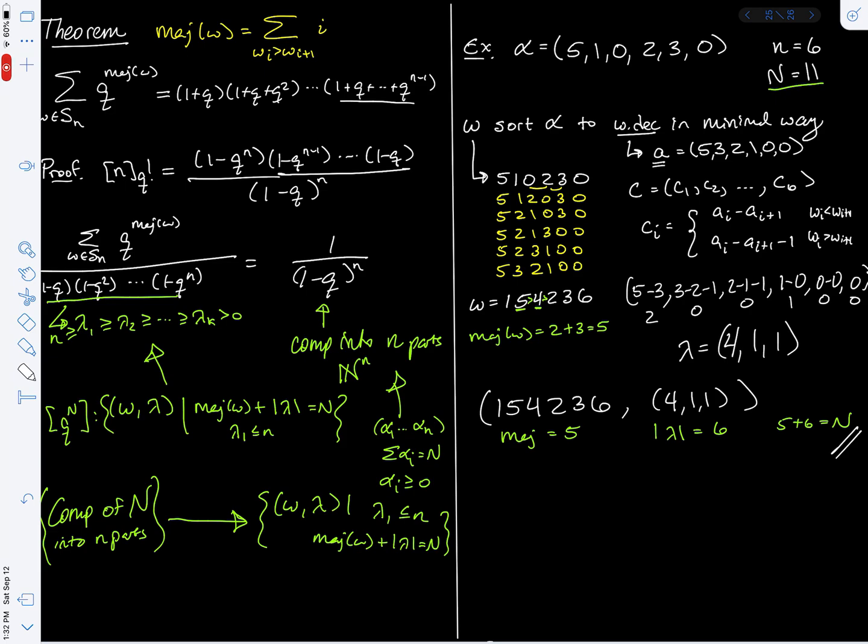And again, another way to say it, and maybe I'll write it again because things have gotten cluttered on that side, is that the sum over W in Sn of q to the maj of W is equal to the q-integer factorial. And we'll do another bijection that puts the major index in bijection with inversion number in the next video.